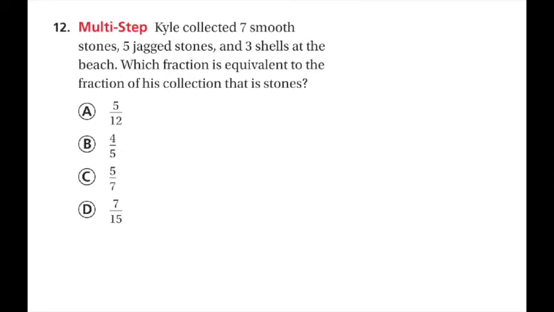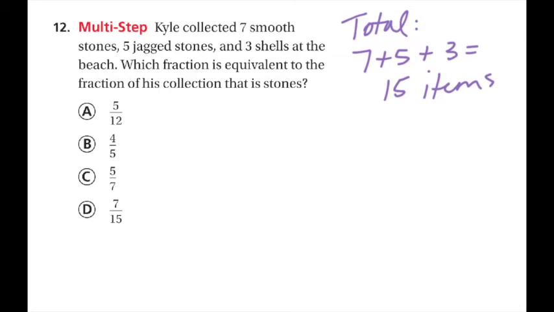Okay, number 12. Kyle collected 7 smooth stones, 5 jagged stones, and 3 shells at the beach. What fraction is equivalent to the fraction of his collection that is stones? So the first thing I need to do is figure out the total. The total in his collection is 7 plus 5 plus 3. That is going to equal 15 items.